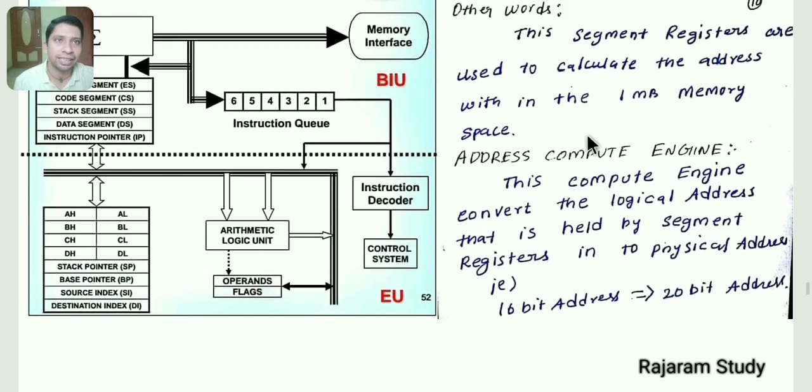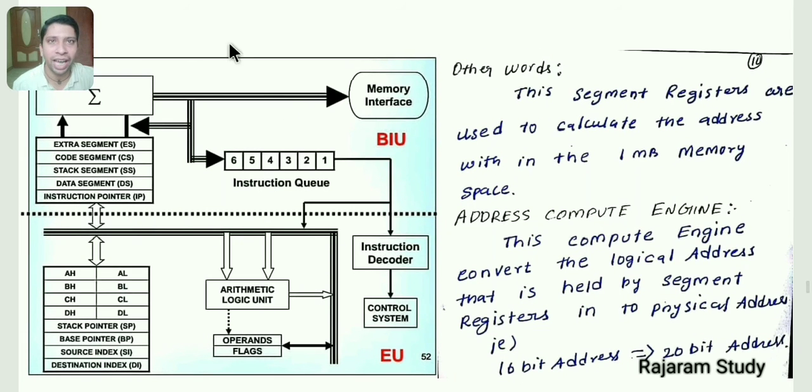Now, let's come to the address computation engine. We have this address computation engine mainly for converting 16 bit to 20 bit. All the registers we have in our microprocessor are 16 bit, but the address of the memory interface is going to be 20 bit. I will repeat again. These registers are 16 bit and the memory interface address is going to be 20 bit. Now I have to convert my 16 bit into 20 bit so that I can address my memory interface.